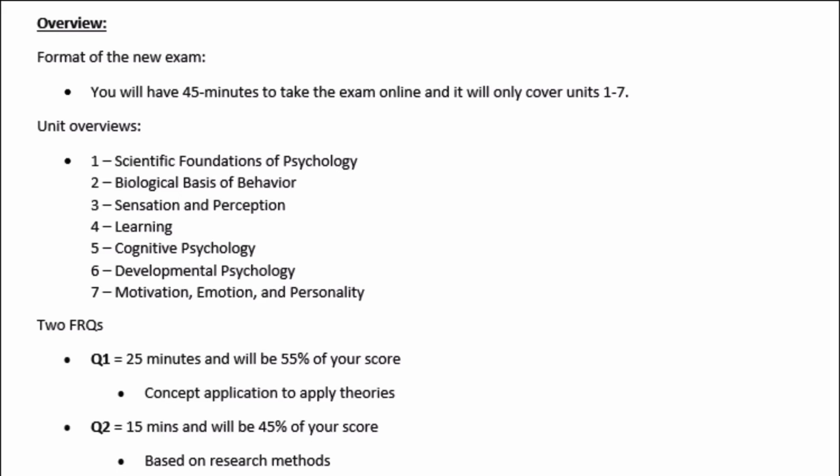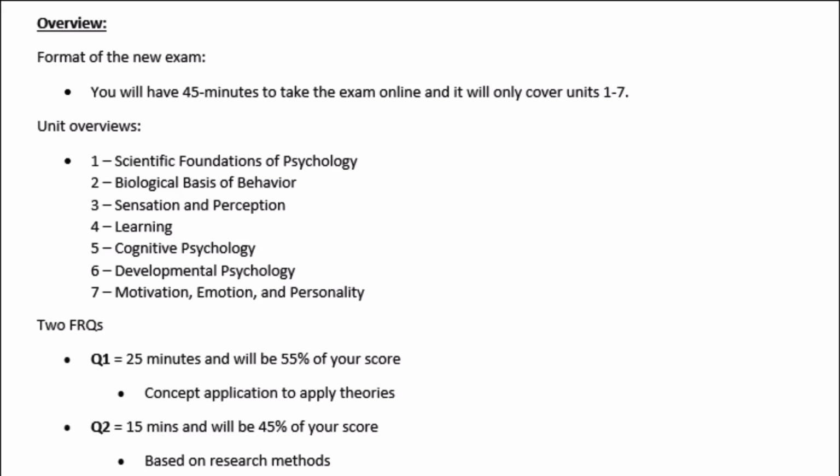Unit overviews. Unit 1. Scientific Foundations of Psychology. Unit 2. Biological Basis of Behavior. Unit 3. Sensation and Perception. Unit 4. Learning. Unit 5. Cognitive Psychology. Unit 6. Developmental Psychology. Unit 7. Motivation, Emotion, and Personality.